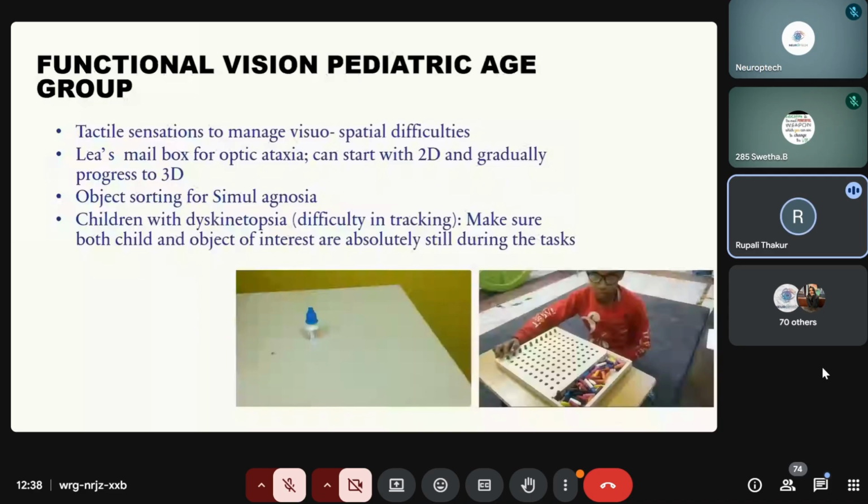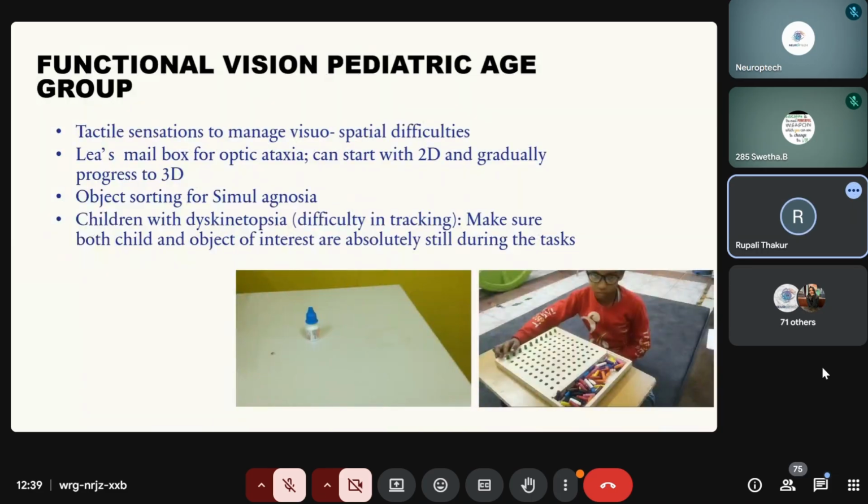Just give me a moment. So if we understand the Lea mailbox, it is like this. I'm not able to make it properly, but something looking like this. This is how we can see whether there is optic ataxia or not. This is a test where we can identify whether the child is able to do it or not.